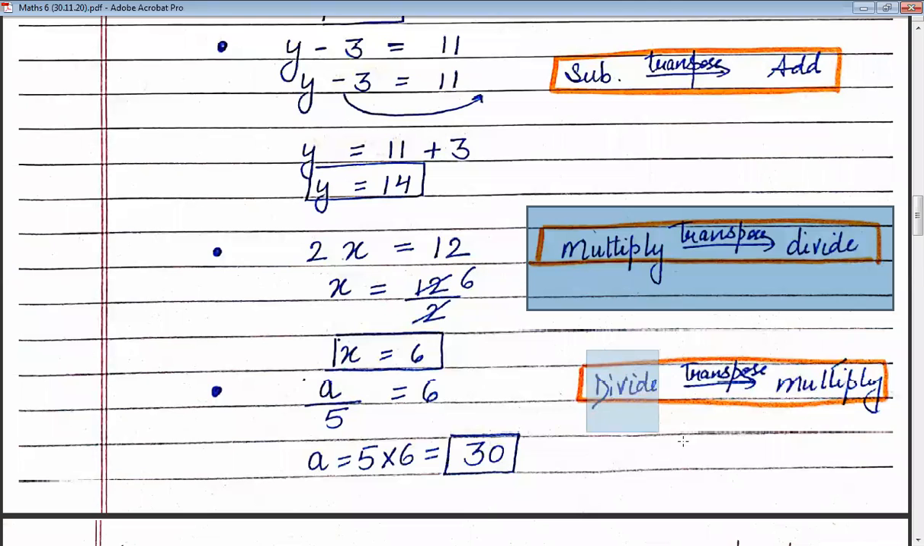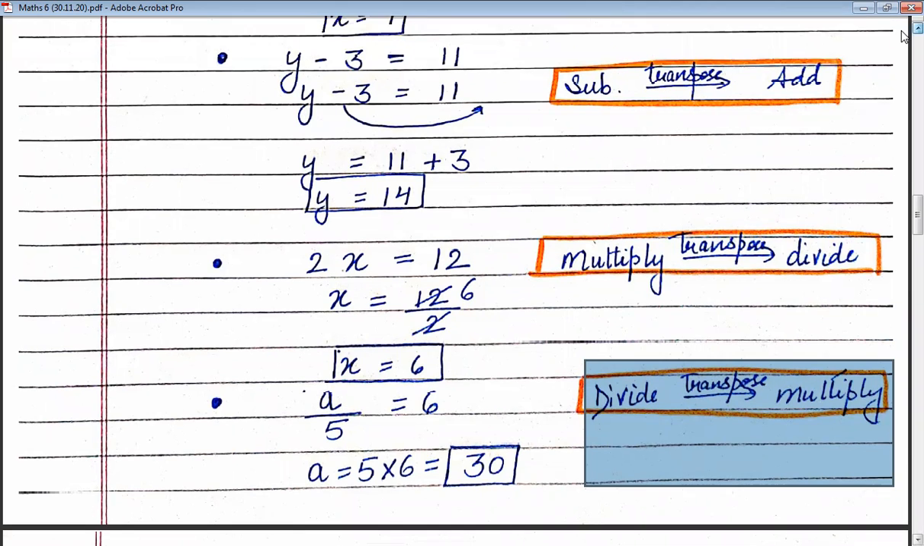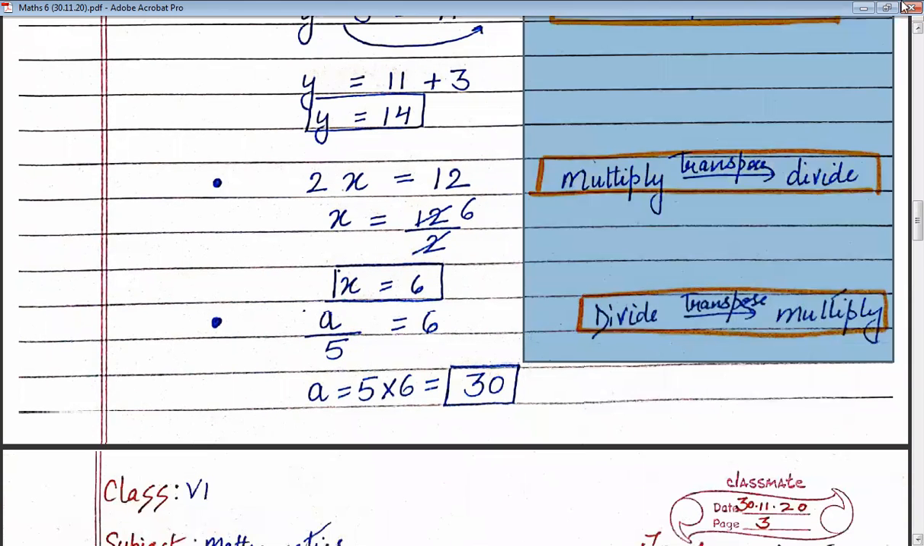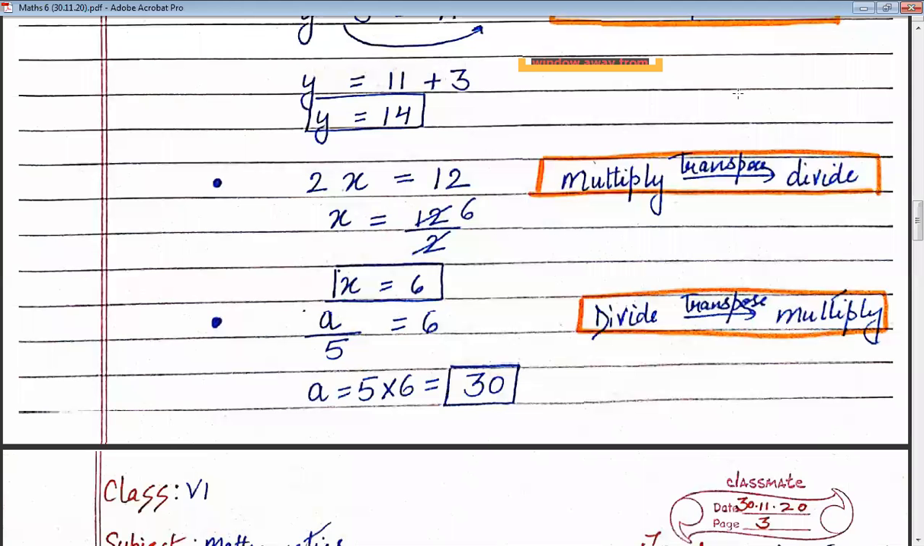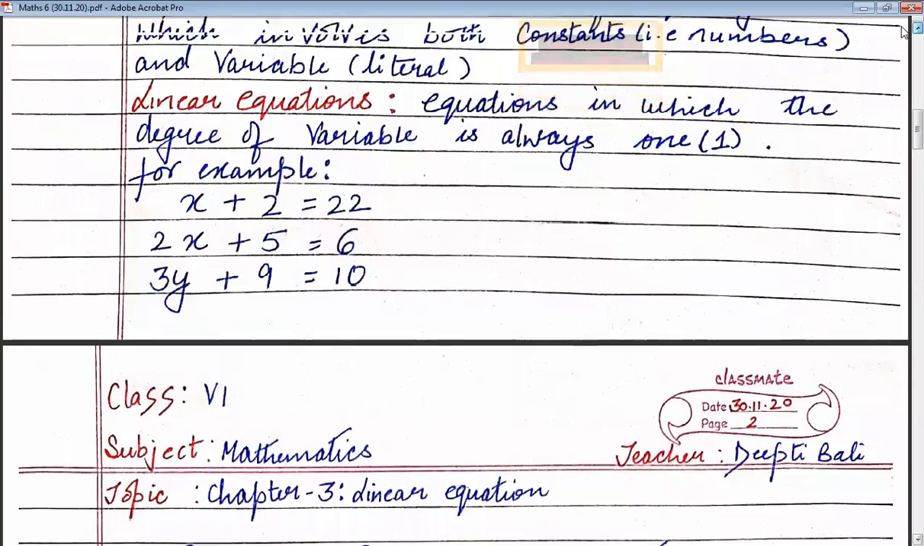And the last thing is your divide. If anything is in division on the left hand side, and when you shift it to the other side, it will be multiplied. Okay, children, in this linear equation, you just have to remember all these 4 things. If you're clear with these 4 things, then this linear equation is very easy. Okay, so let's start. Now children, I hope you are clear with this basic concept of linear equation.